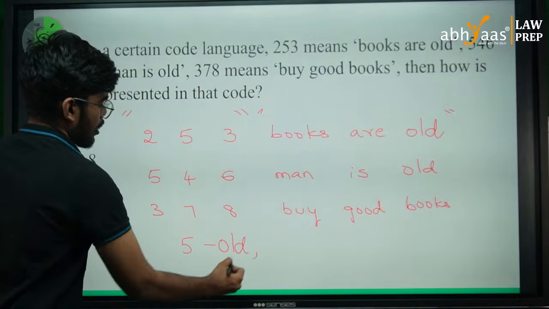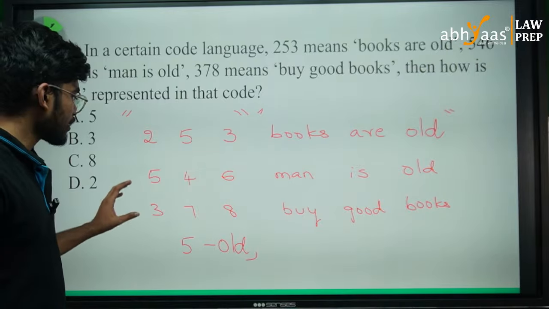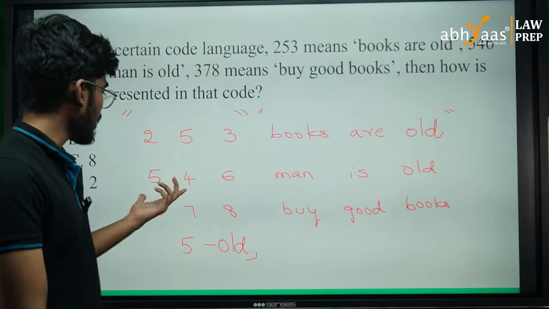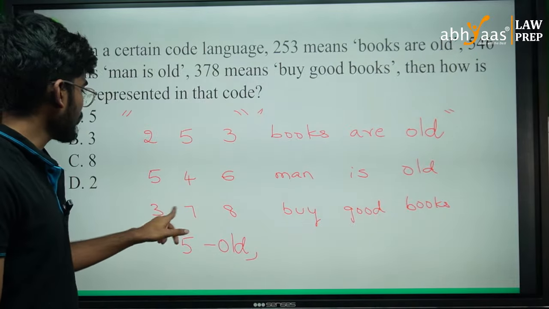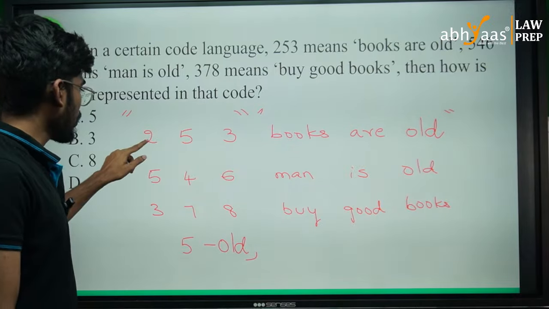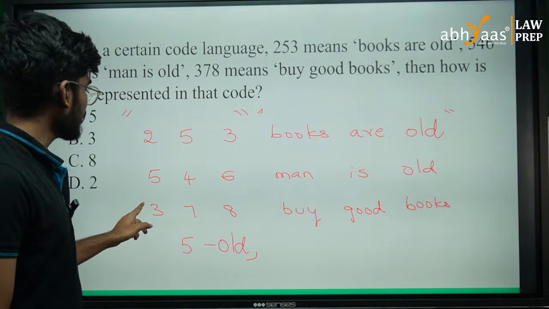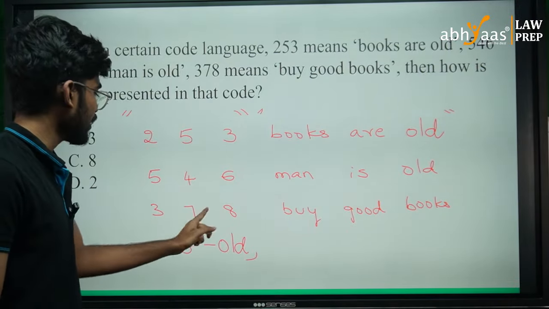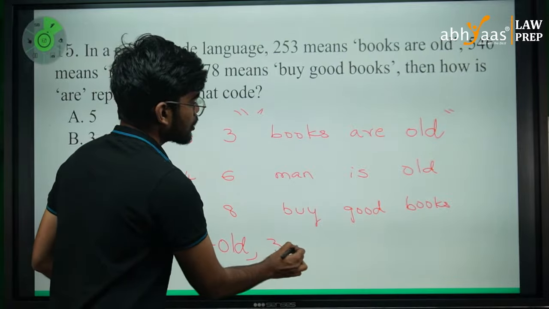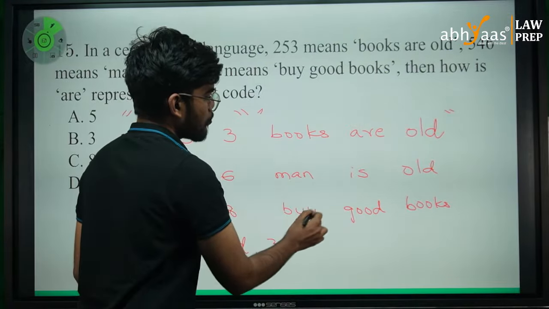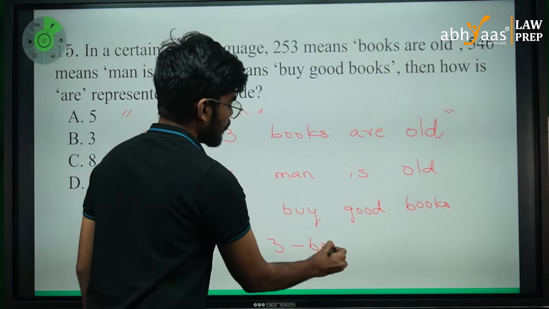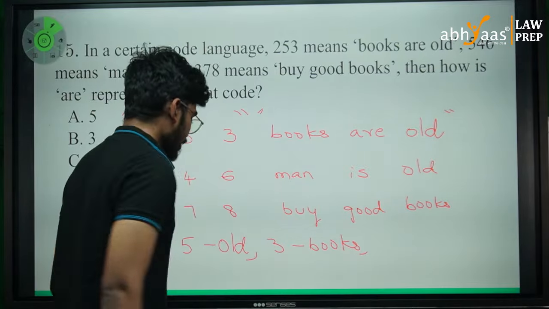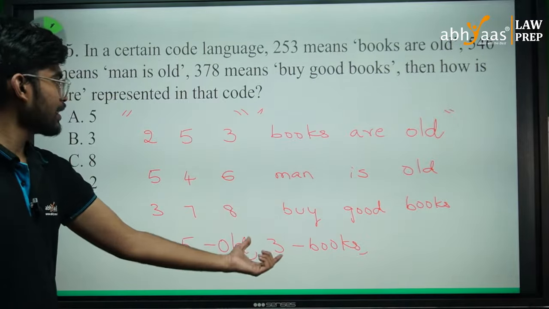Next, observe the second and third. 546 and 378, nothing is common. Now see 1 and 3. In 1 and 3, what is common? 3 is common: 253 and 378. And what is a common word? Books are old, buy good books. So 3 means books. So 5 is old, 3 is books.